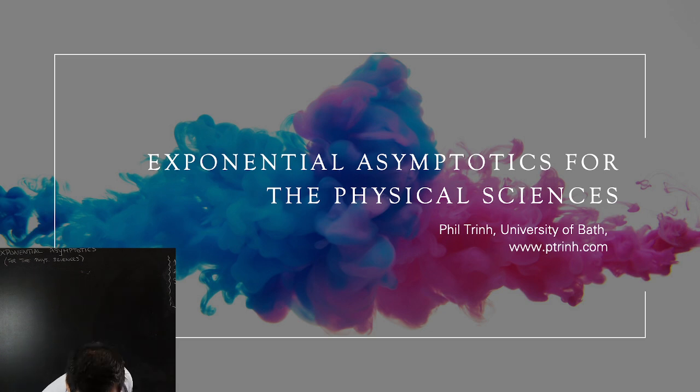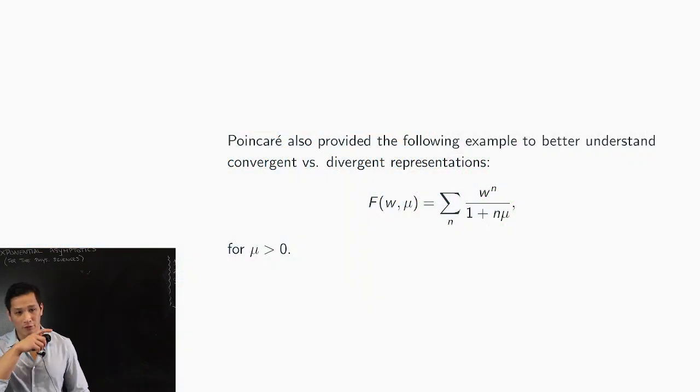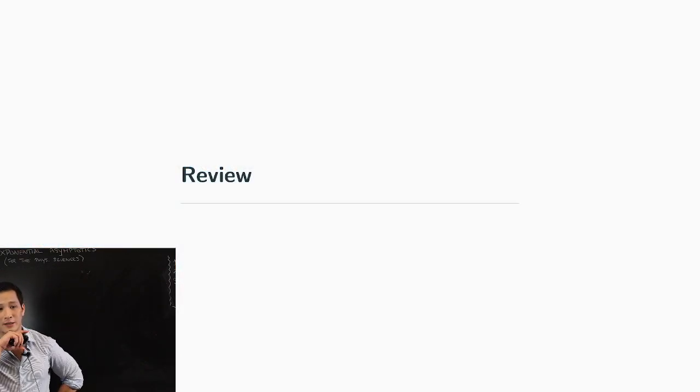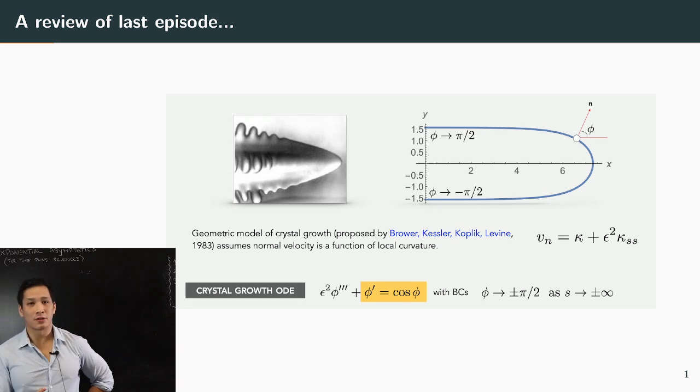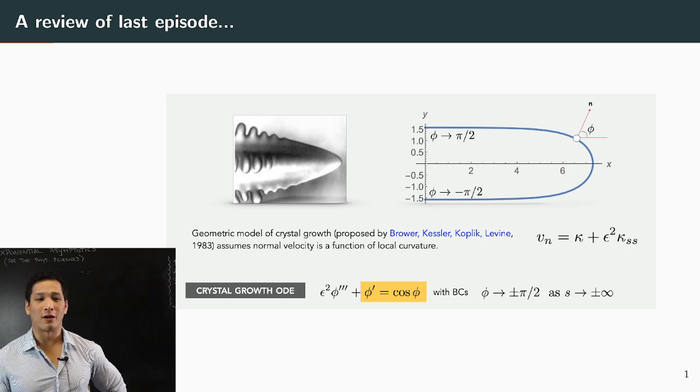Okay, so let's start off with just a quick review of what we looked at last time. I introduced you to this crystal growth problem, and we explained that this is a nonlinear differential equation motivated by a geometric model for crystal growth, and epsilon here is a regularization parameter that's supposed to be small. And we derived asymptotics for this problem, so approximations at leading order and at next order, and then we came to the surprising fact that in fact this problem has no solutions.